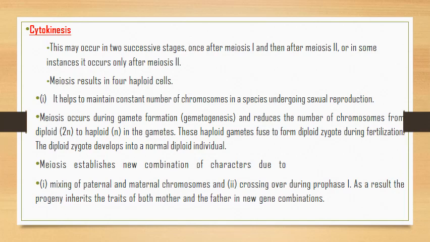These haploid gametes fuse to form a diploid zygote. During fertilization, the diploid zygote develops into a normal diploid individual. Meiosis establishes new combinations of characters due to mixing of paternal and maternal chromosomes and crossing over during prophase 1. As a result, the progeny inherits the traits of both mother and father in new gene combinations.